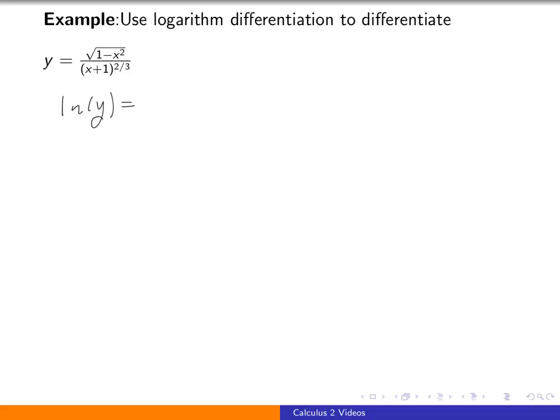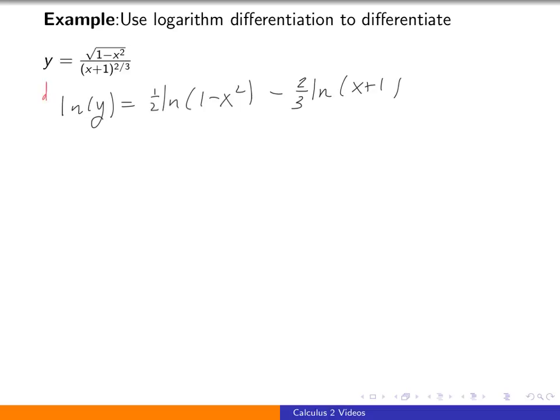So you have the natural log of something divided by something, which means you get the natural log of the top. So that would be the natural log of the square root of 1 minus x squared. But remember, square root is really raising to a 1/2 power, and instead of putting that 1/2 power inside the log, you can pull it out as a constant. Similarly, we now subtract away the natural log of what's in the denominator. So x plus 1 to the 2/3, 2/3 power inside the natural log becomes a constant outside. So in this more simplified form, the derivative is easier for us.